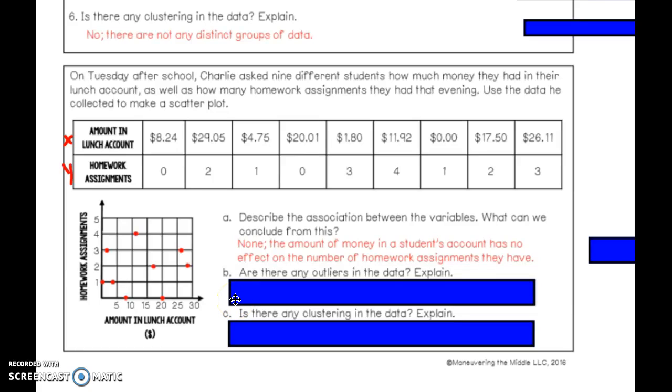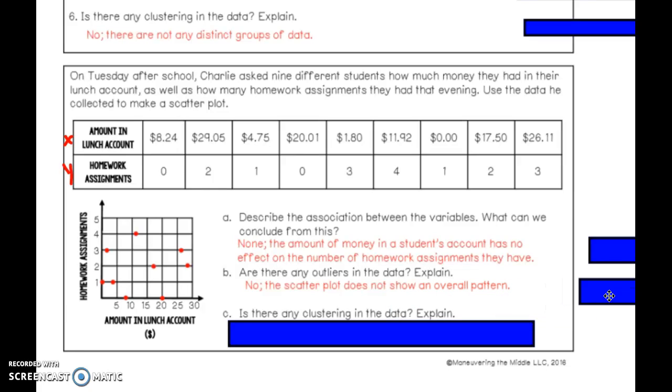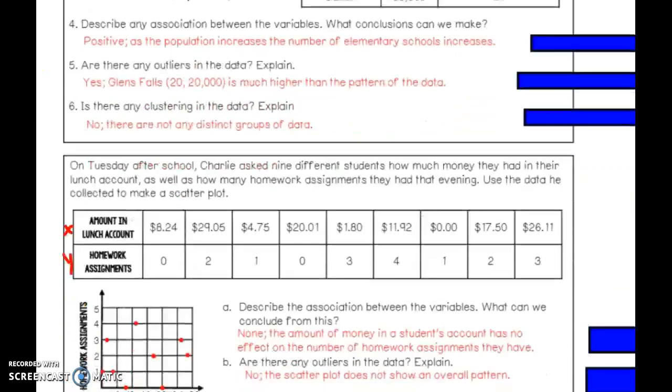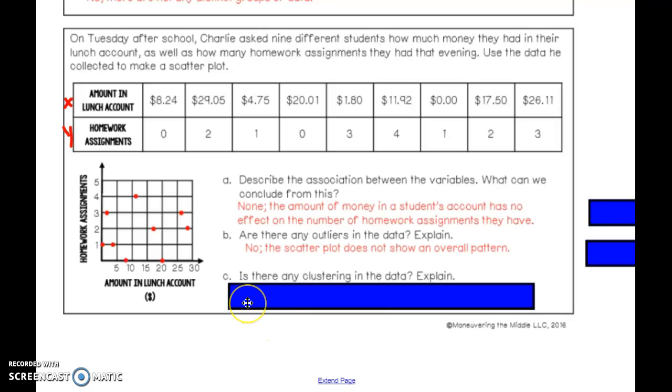Part B says, are there any outliers? Well, again, because you don't have any kind of association and the points are all scattered all over the place, that doesn't create an outlier. An outlier, remember, looks like this, where most of your points form a trend, and then you have one point that's totally out there by itself. So no outliers in the scatter plot.